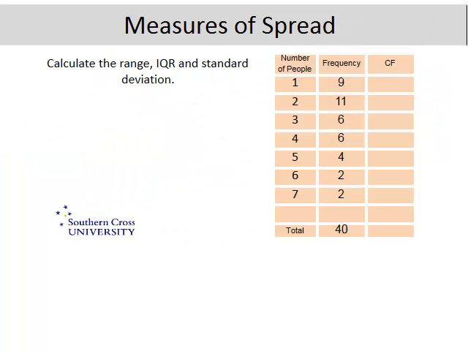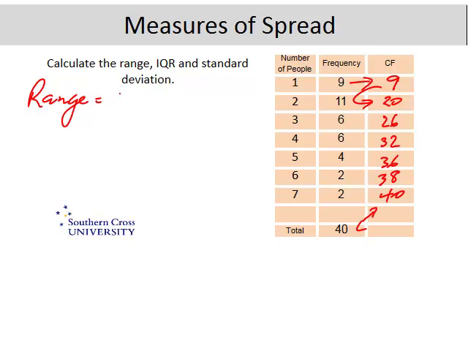Moving on to the next one, we've got our number of people per household and that sort of thing. So we'll do the cumulative frequency again. Transfer the first one over as 9. 9 plus 11 is 20, 26, 32, 36, 38 and 40. That's good because they're the same. And we know that the range here is highest minus lowest. 7 is the highest, 1 is the lowest, which is 6.